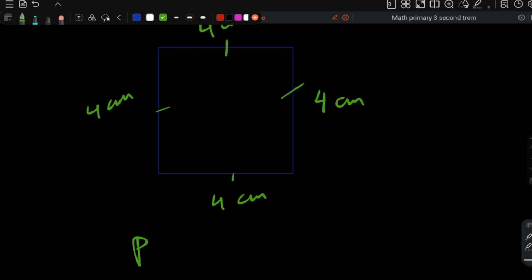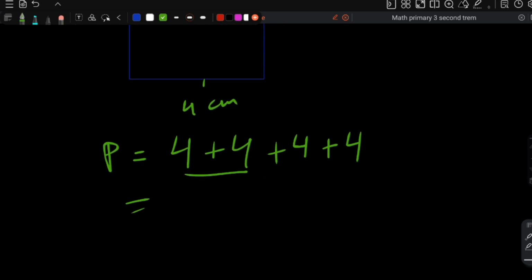So you will say, I will add 4 sides, 4 plus 4 plus 4 plus 4. So you will say, 4 plus 4 is 8, plus 4 plus 4 is 8. 8 plus 8 is 16 centimeters.